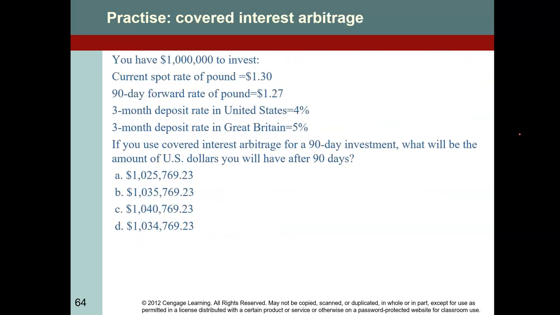Okay, so next question. You have 1 million to invest, and the current spot rate of pound is $1.3. The 90-day forward rate of pound is $1.27. The 3-month deposit rate in US is 4%. The 3-month deposit rate in Great Britain is 5%. If you use covered interest arbitrage for a 90-day investment, what will be the amount of US dollars you will have after 90 days?